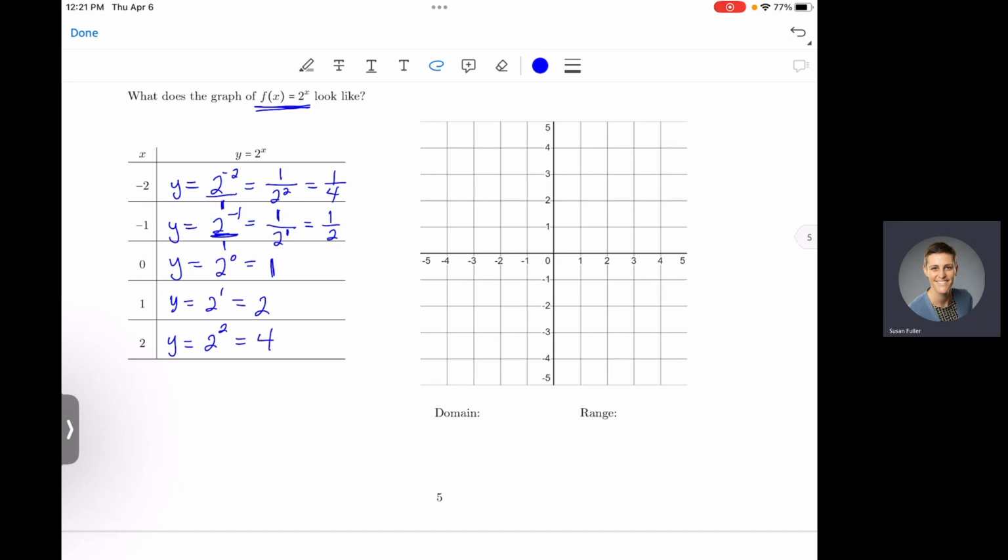All right, so we've got some ordered pairs here. When x is -2, y is 1/4. So we've got the ordered pair -2. Let's eyeball 1/4 here.